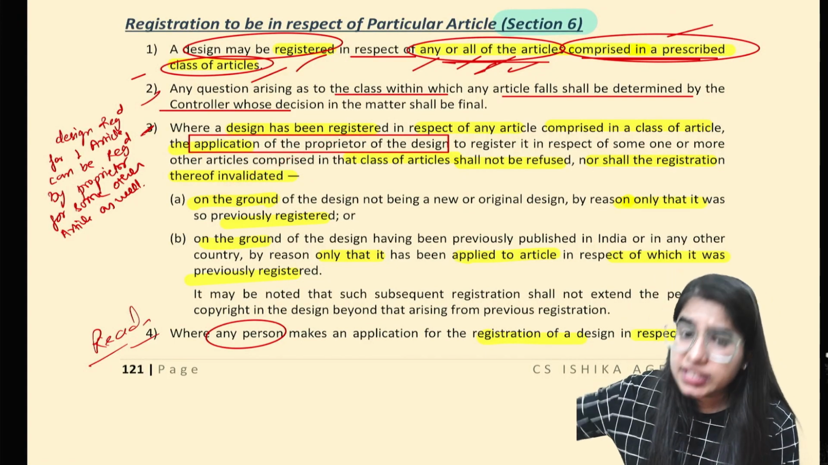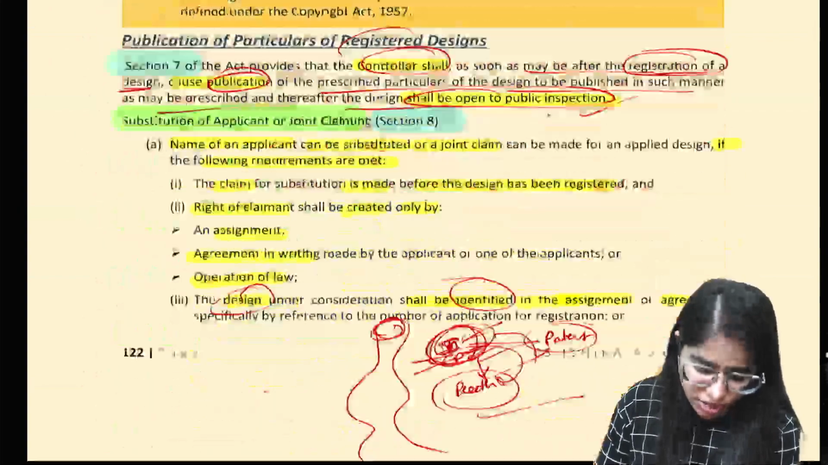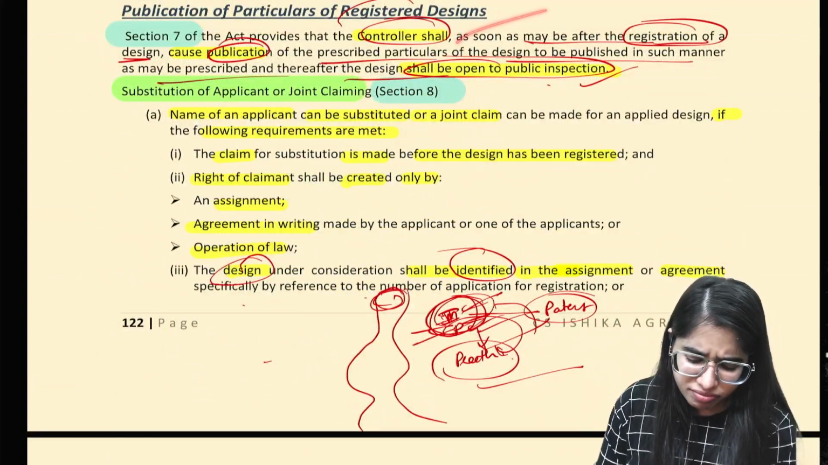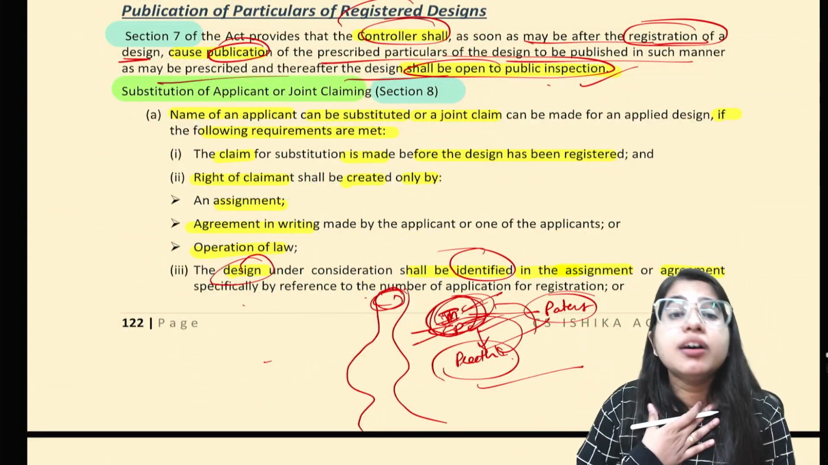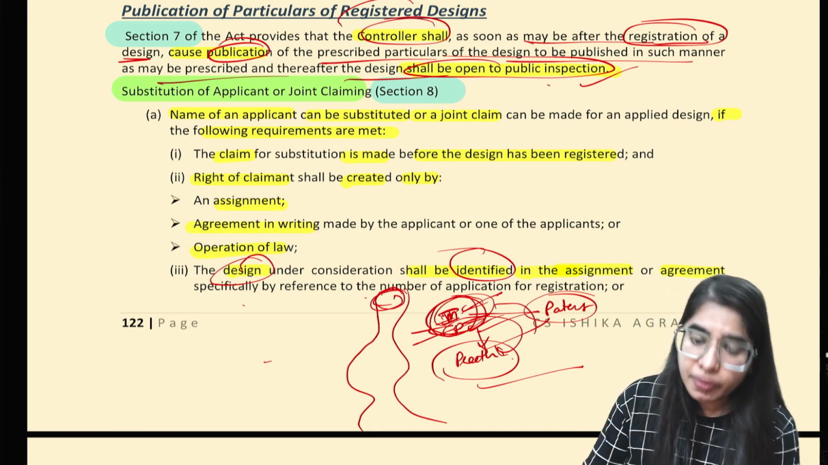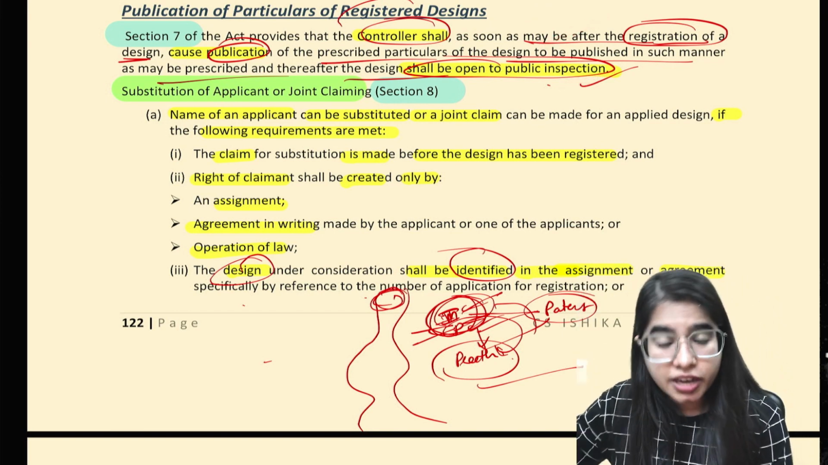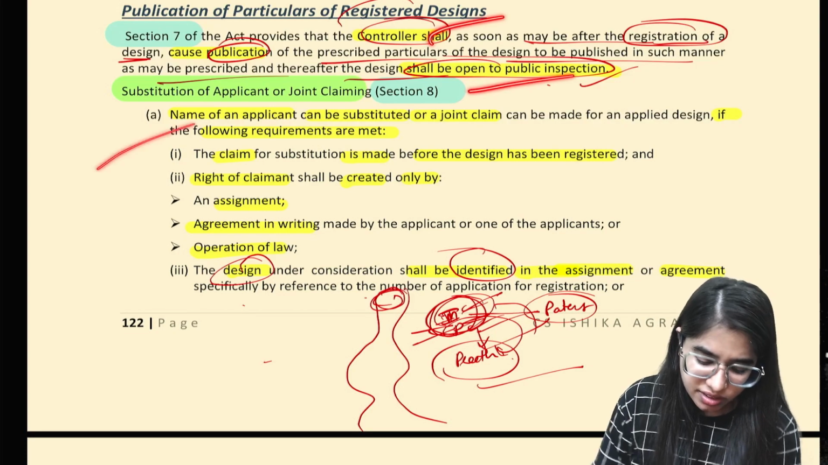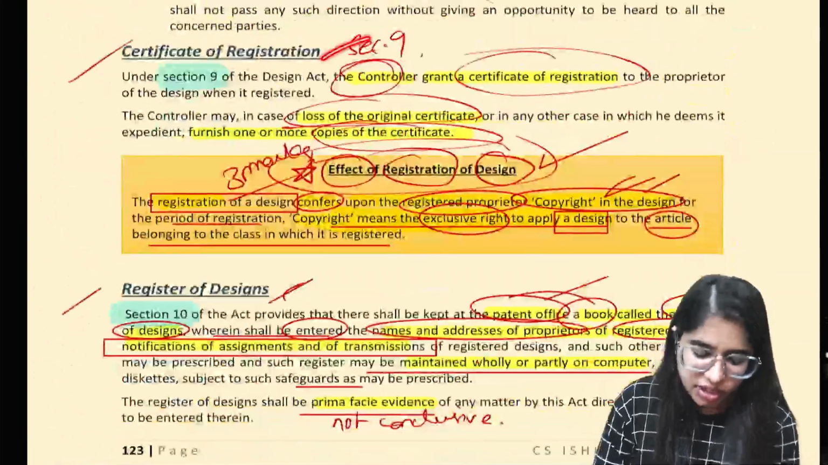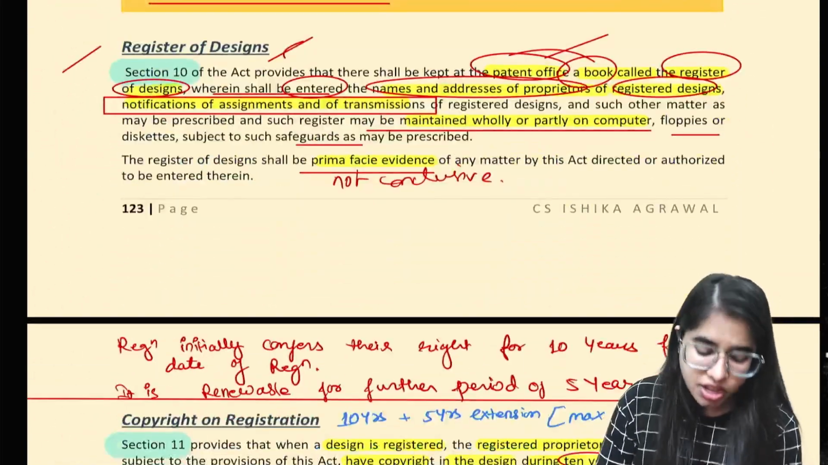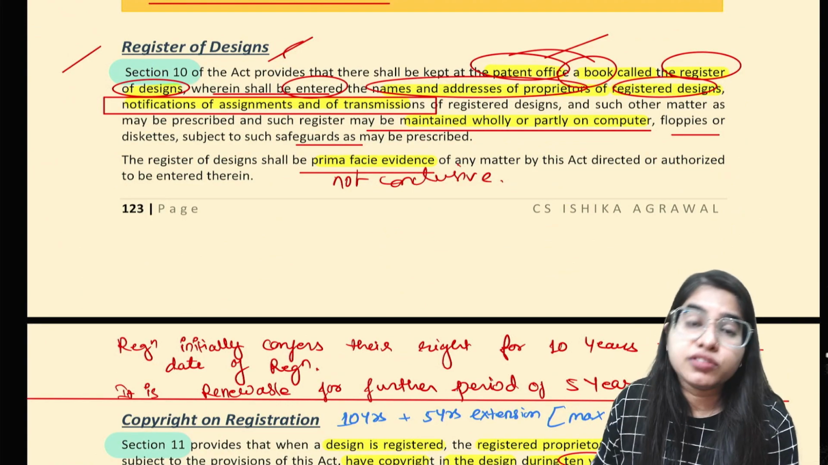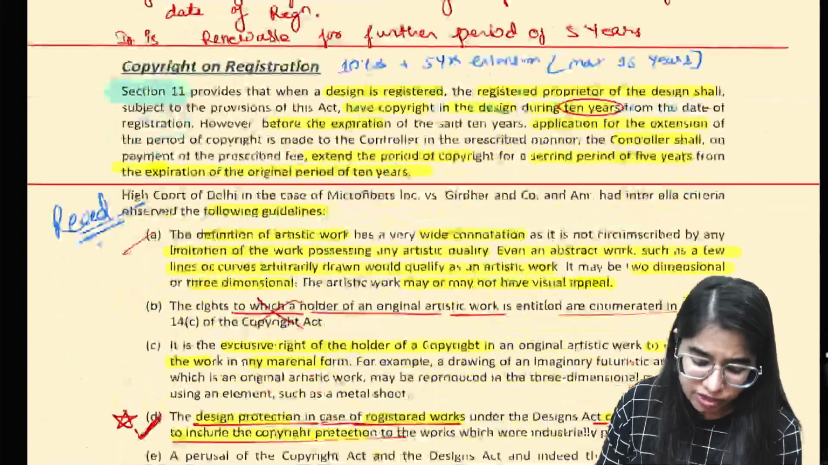It can also be assigned in the name of someone else. After that we did: as soon as my design is registered, they will publish it on the website for public inspection. Yes, that's it. They will give me a certificate of registration and enter all the details in the register of designs maintained by the government design office.